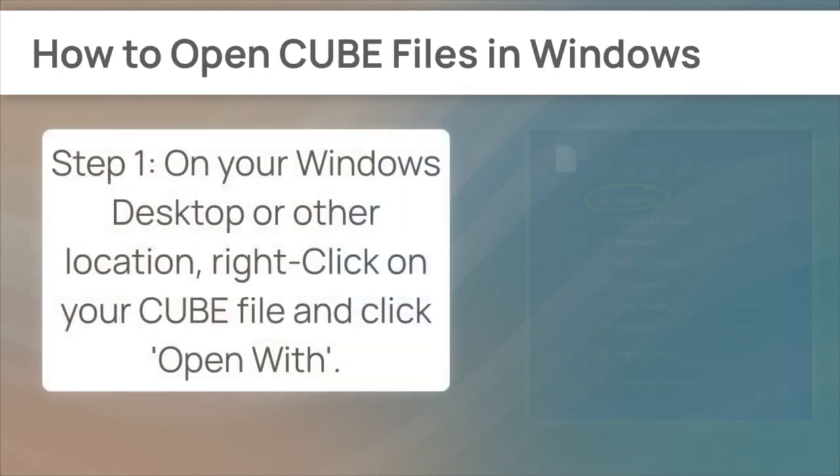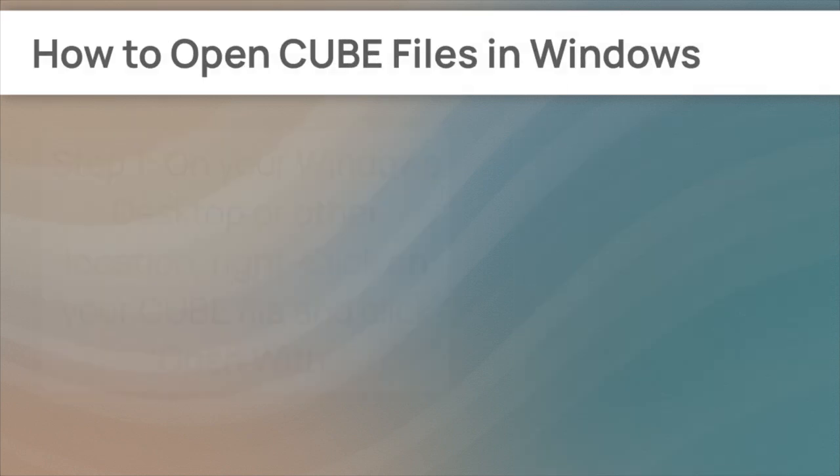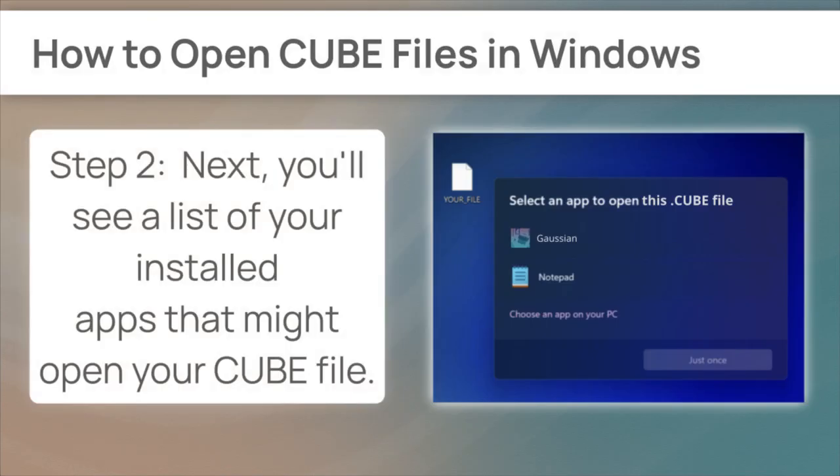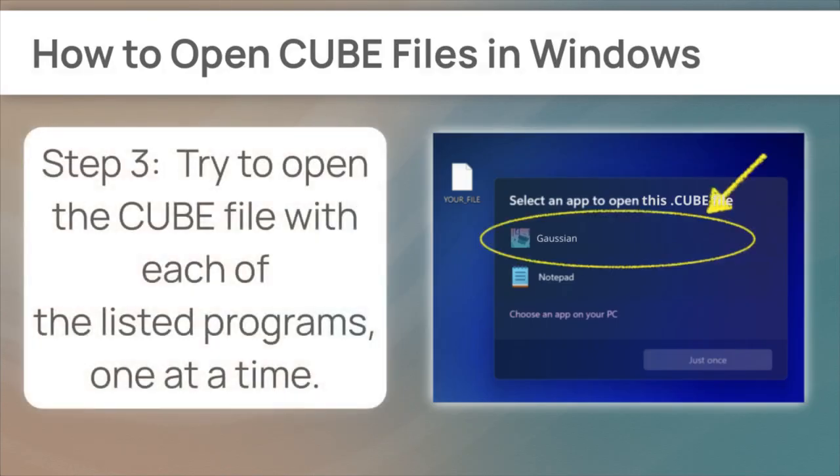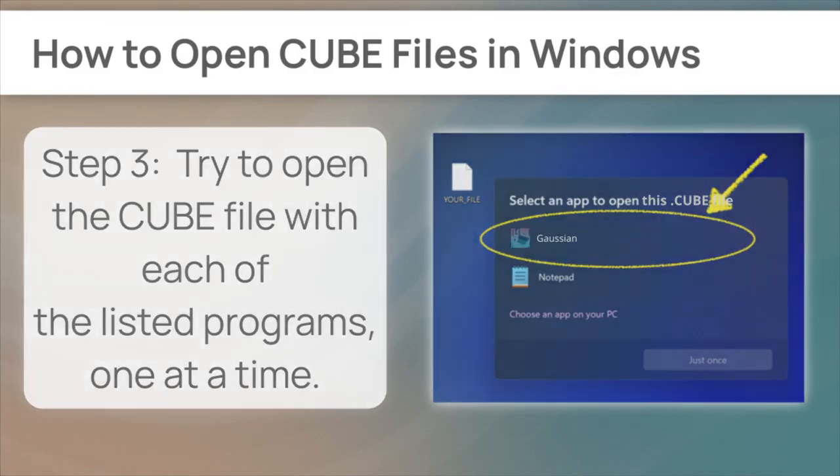The easiest solution is often finding the right app. Right-click the CUBE file and choose Open With. Start with Gaussian if available. If not, choose another option. Expect a little trial and error.